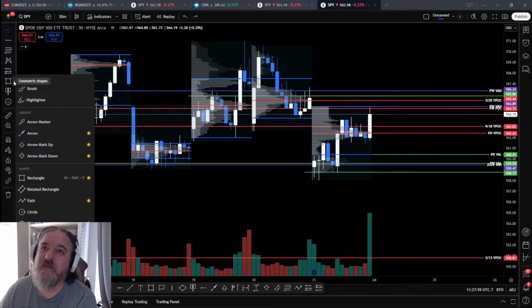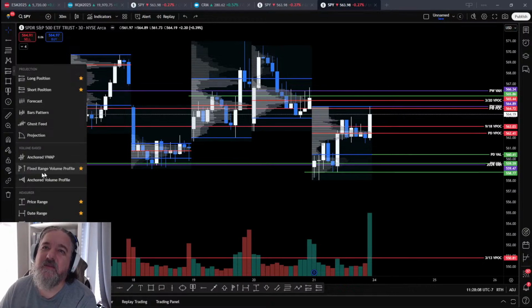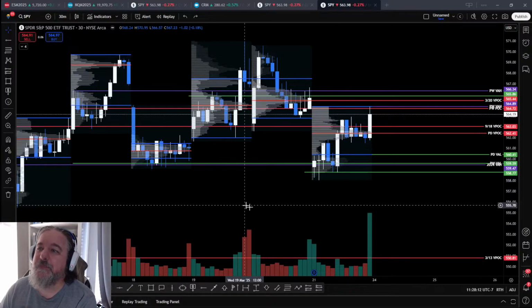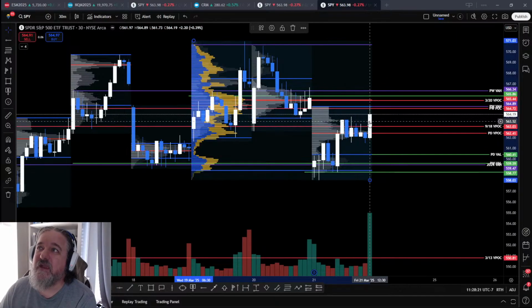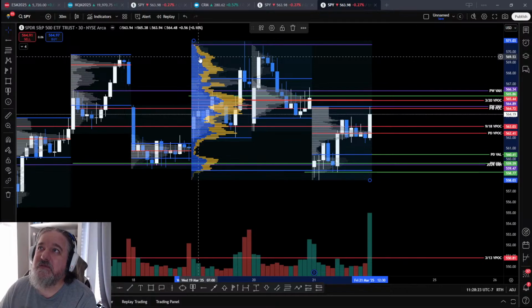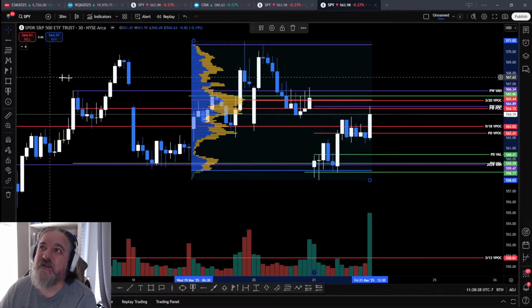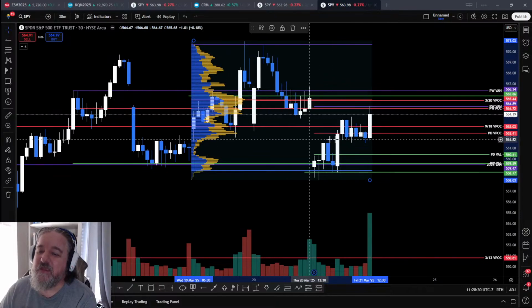But once you find it, or wait, maybe it's not here. I think it is. Yeah, here. If you put a star next to it, it'll put it on a little favorite bar for you. Okay. So we grab our fixed range volume profile, and we're going to go from the first candle of Wednesday to the last candle of Friday. And once we've done that, we turn off our session volume profile. That way we don't have all those extra lines in there.